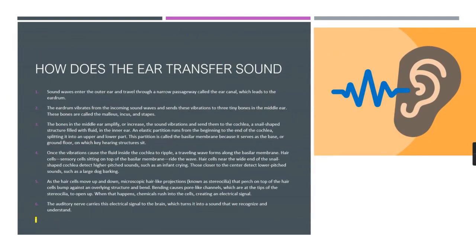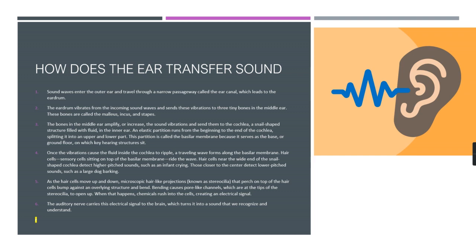How does the ear transfer sound? Sound waves enter the outer ear and travel through a narrow passageway called the ear canal, which leads to the eardrum. The eardrum vibrates from the incoming waves, sending vibrations to three tiny bones in the mid-ear. The bones are called the malleus, incus, and stapes.